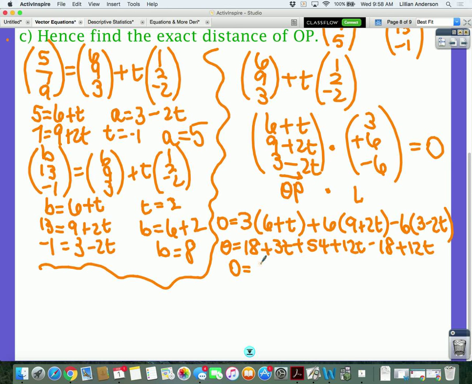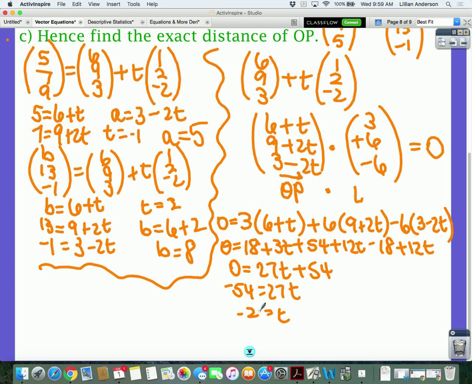3T plus 12T plus 12T. That's what happened. I left the 12 off. I left the 1 off. Explains everything. Yeah, 27. And then 18 plus 54 minus 18 is 54. So T equals negative 2.